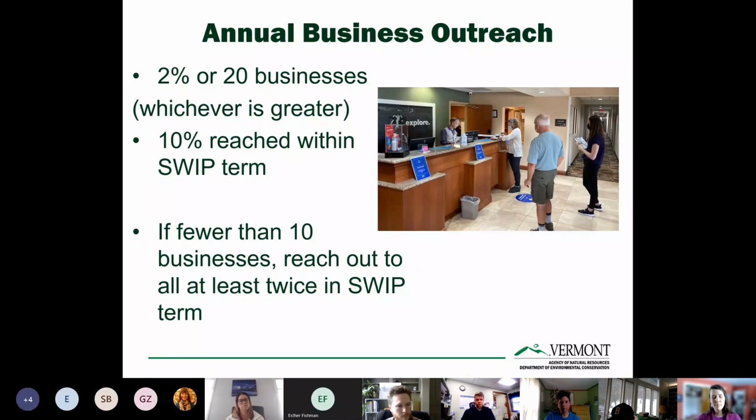So the same for businesses, just really different totals. For businesses, the requirement is 2% of the businesses in your region. So this is where an estimate is fine, but you want to have a general ballpark so that you know what your target is, basically, or 20 businesses, whichever is greater, with the expectation of 10% being reached within the SWIP term. And so again, if you have fewer than 10 businesses, the expectation is that you reach out to all of them at least twice. If you have only 2 businesses, then yes, this is annual outreach. You're reaching out to them every year, developing strong relationships, cultivating strong, successful programs.